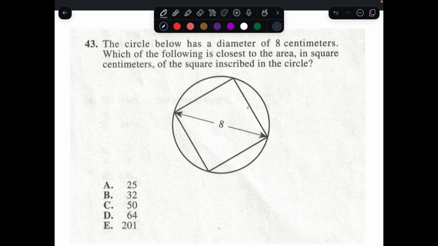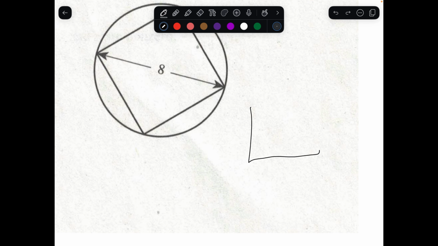On to question 43, which says the circle below has a diameter of 8 centimeters. Which of the following is closest to the area in square centimeters of the square inscribed in the circle? So for this question, you need to realize that the diameter of the circle is also equal to the diagonal. I'll draw out our square.